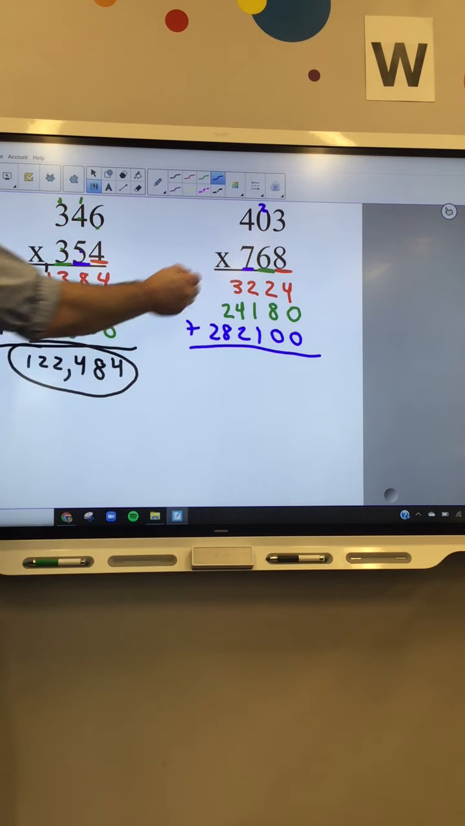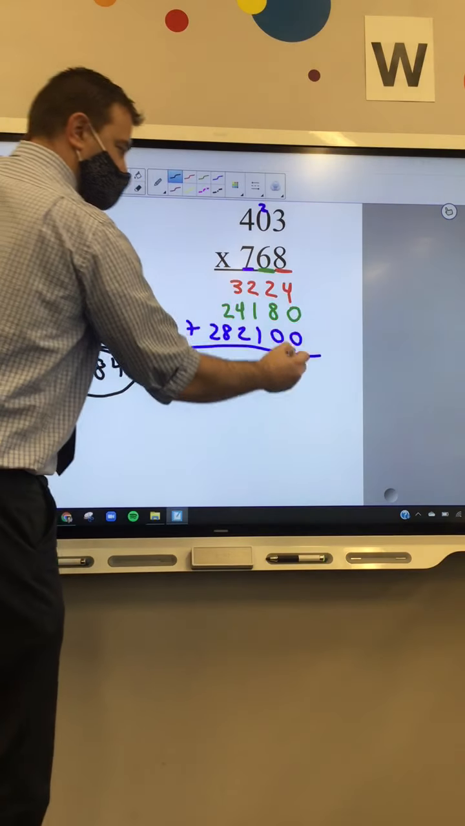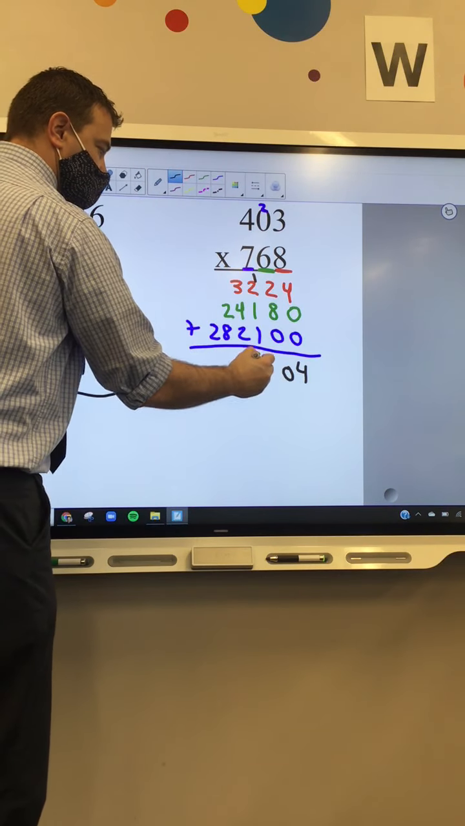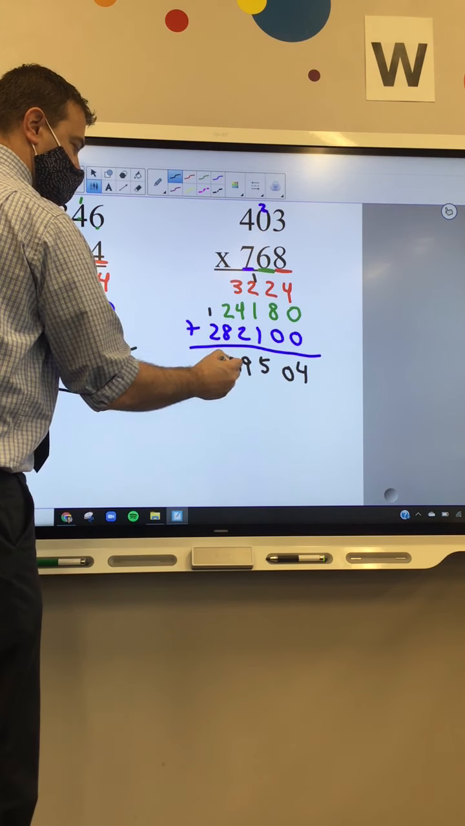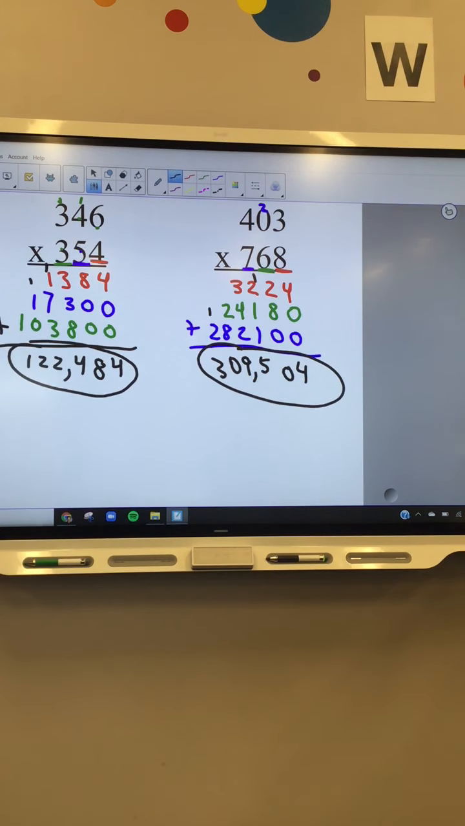Okay, so now we're going to add up our 8 groups and our 60 groups and our 700 groups. It should be 4, 10, 5, 9, 10, 3. 309,504. Sound good? Trey and Mac, you guys did this on your own. How'd you do? Good. Got it? Yeah. Okay. All right.